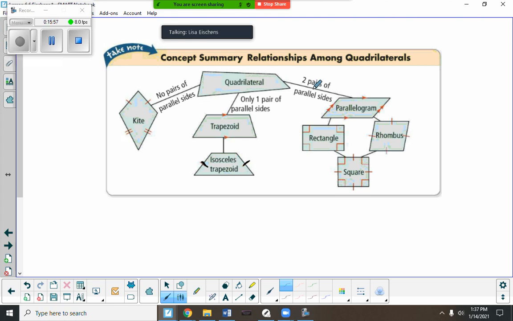Now, when you have two pairs of parallel sides, it's a parallelogram. And if the parallelogram has 4 right angles, it's a rectangle. If the parallelogram has 4 congruent sides, it's a rhombus. And if it has both 4 right angles and 4 congruent sides, then it's a square.